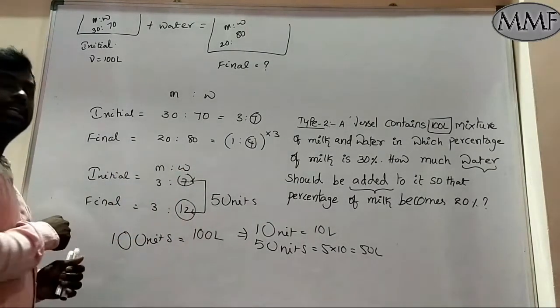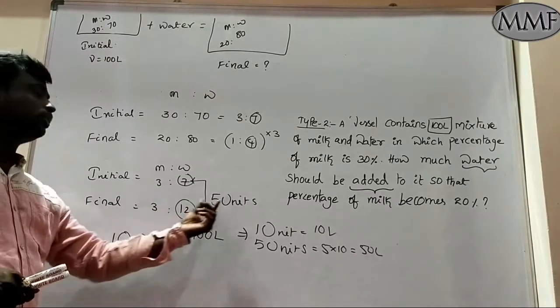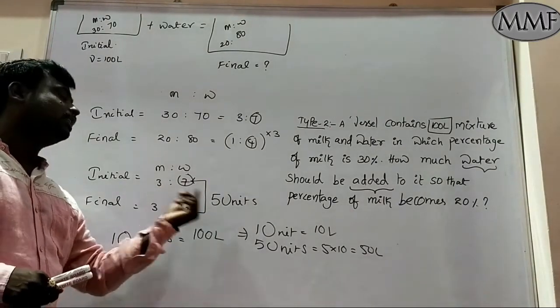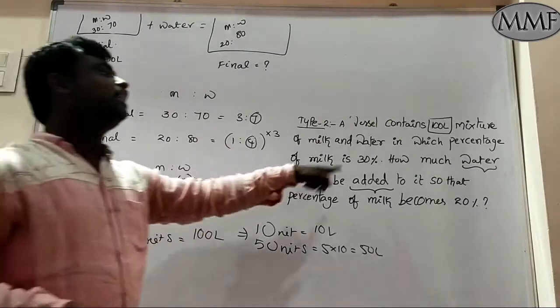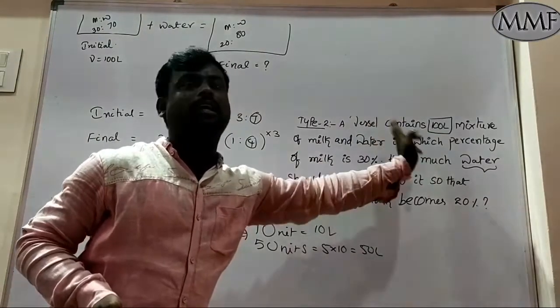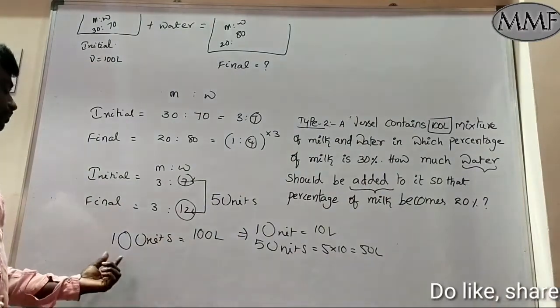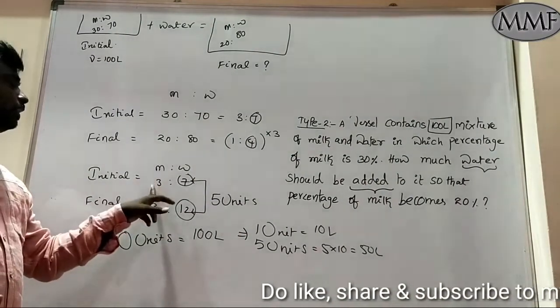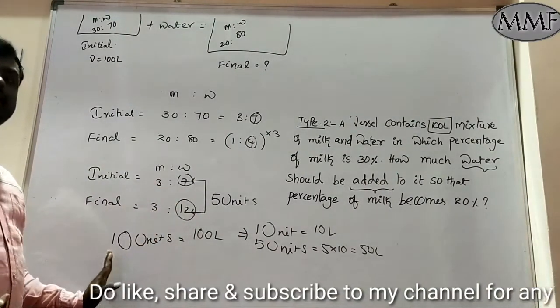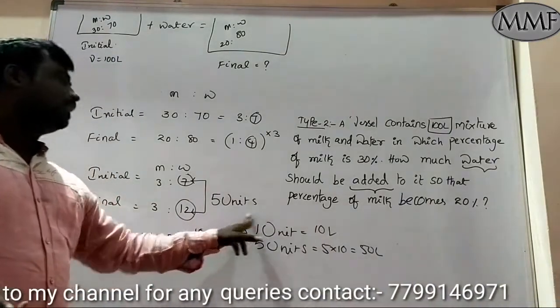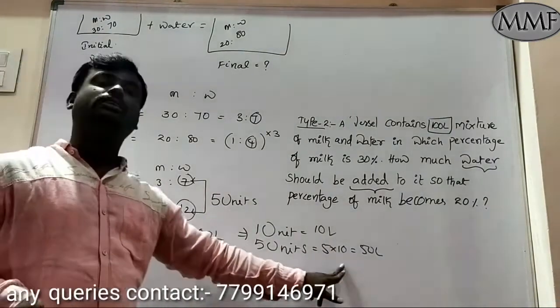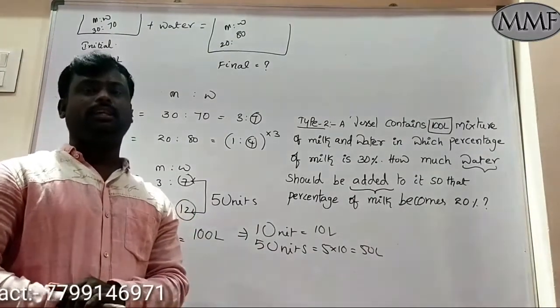Water quantity initially 7, finally it will become 12. So the gap is how much? 5 units. That 5 units I need to find. For that, in the question, it is given that the vessel value is 100 liters. Nothing but how much is the initial ratio? 3 plus 7 is 10. 10 units is 100 liters. What about 1 unit? 10 liters. Then the gap is 5 units. 5 units is nothing but 50 liters. Clear? Right.